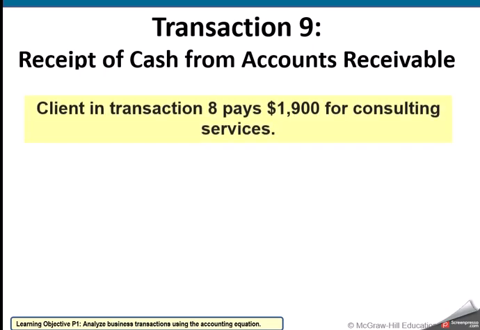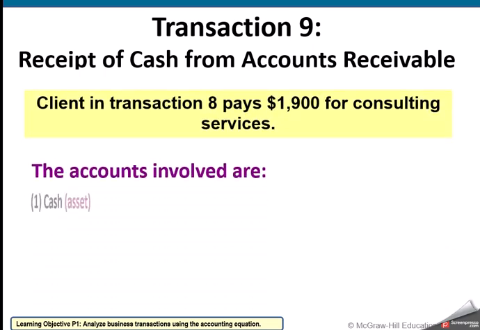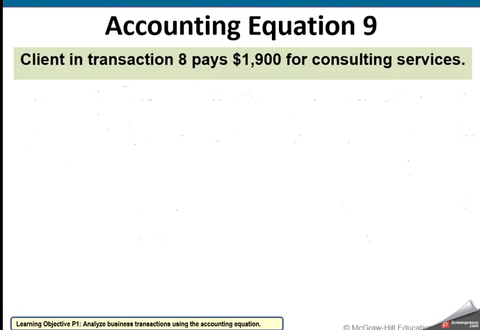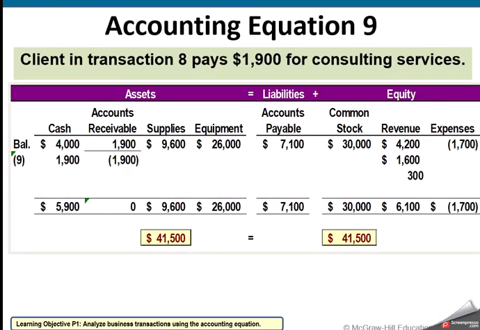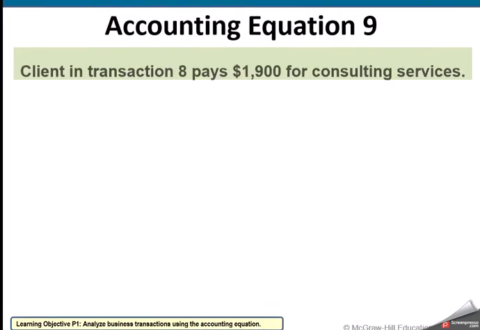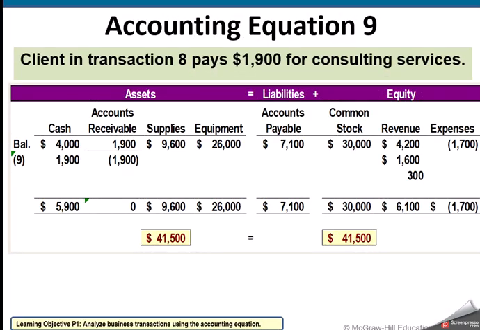Now we collect on that accounts receivable. So cash goes up, accounts receivable goes down because the customer paid us. And then as we come to our, did I go past it? Yeah, so here it is. So cash goes up, accounts receivable goes down, and again, our accounting equation still balances.